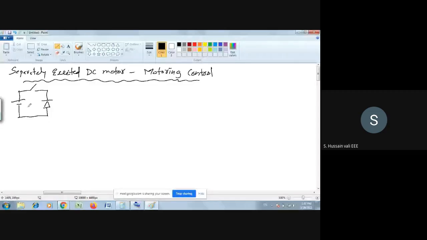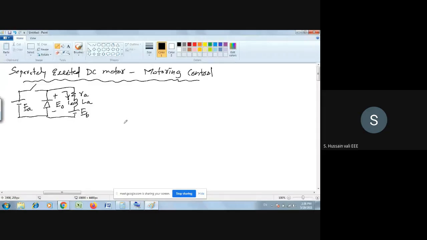This is EA. Now you have a separately excited DC motor. This is EB, RA, LA. The output voltage here is E naught. The current flowing here is IA.